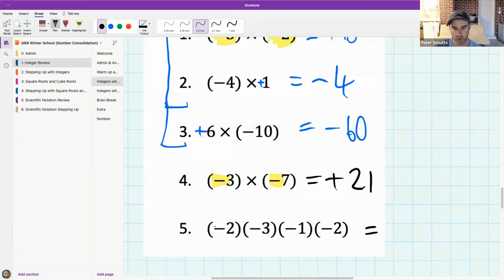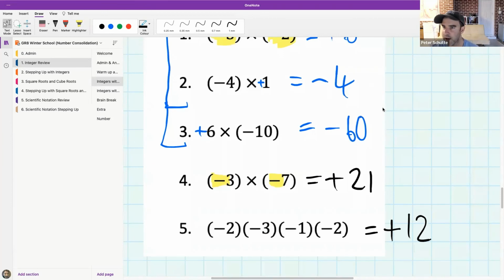What I notice is there's 4 numbers being multiplied and they're all negative. That's going to mean that almost the first 2 knock each other out, the second 2 knock each other out, and I'm going to end up with a positive. And then I go 2 times 3 is 6, 6 times 1 is 6, 6 times 2 is 12.